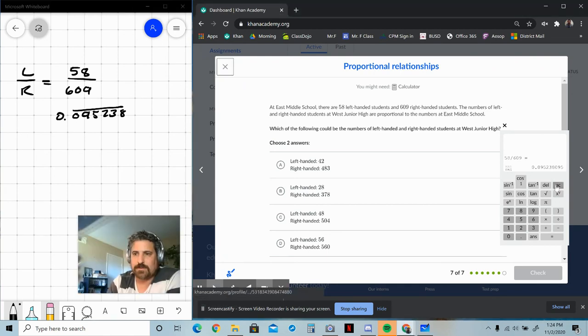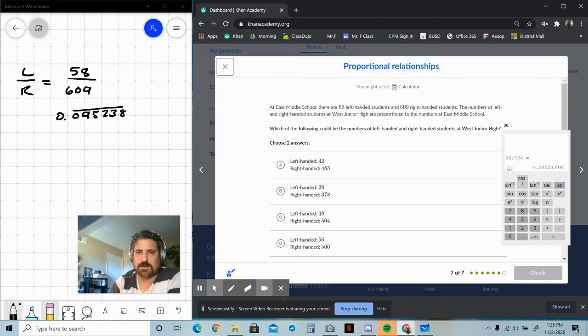For this first one, you've got 42 divided by 483, 0.08. It's not going to work. Okay, let's do the next one. 28 divided by 378. That's going to be 0.07. That's not going to work. The next one, you've got 48 divided by 504. That's going to be 0.095238, and then repeat 0.95. So that is going to work.